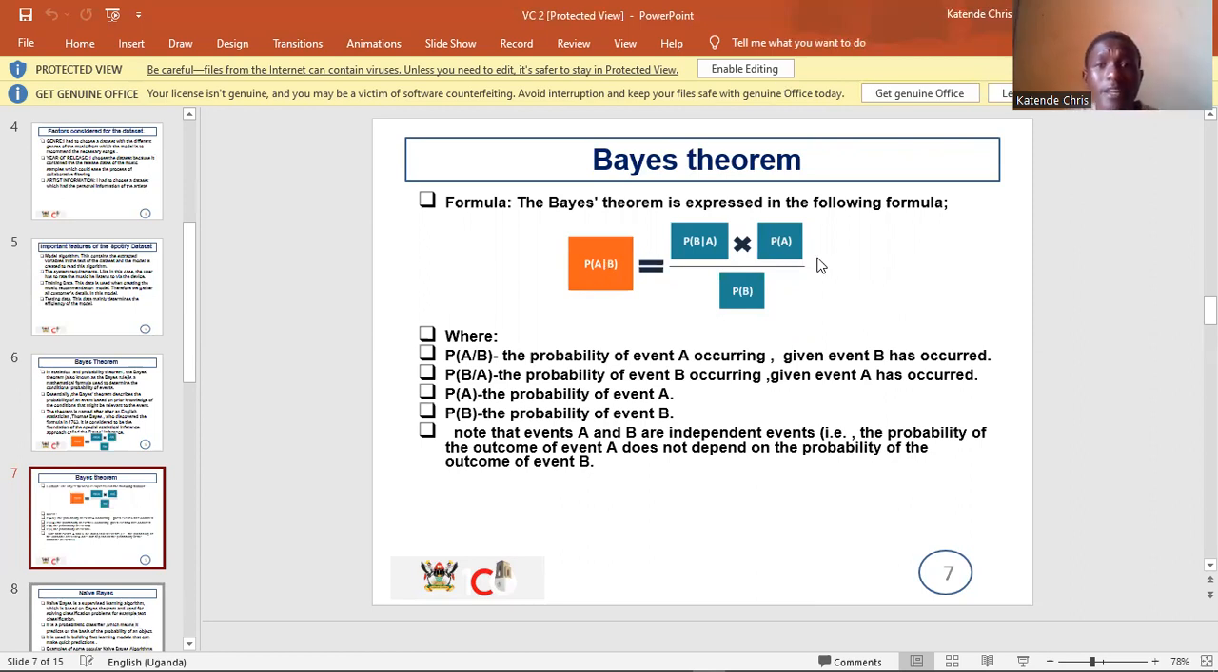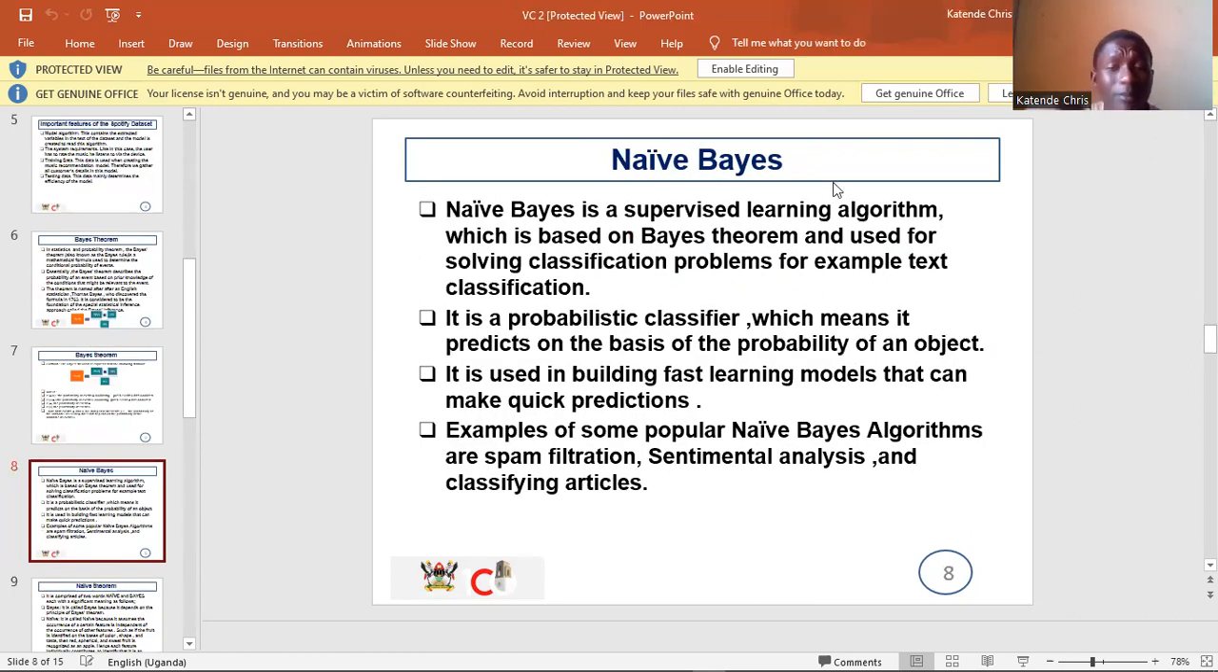Then we have naive Bayes. Naive Bayes is a supervised learning algorithm which is based on the Bayes theorem and used for solving classification problems, for example, text classification. It is a probabilistic classifier, which means it predicts on the basis of the probability of an object. It's used in building fast learning models that can make quick predictions like spam filtration, sentiment analysis, and classifying articles.